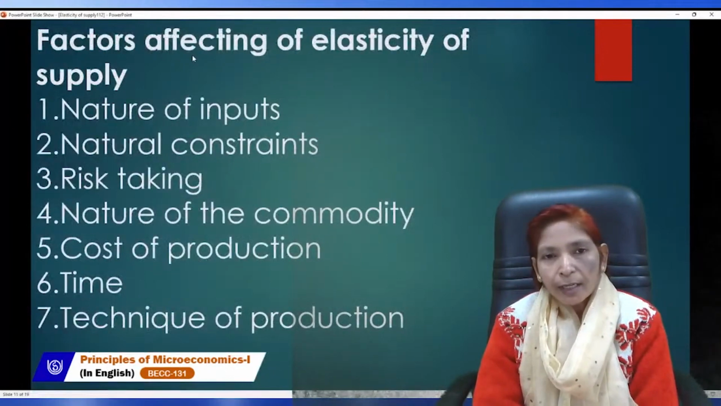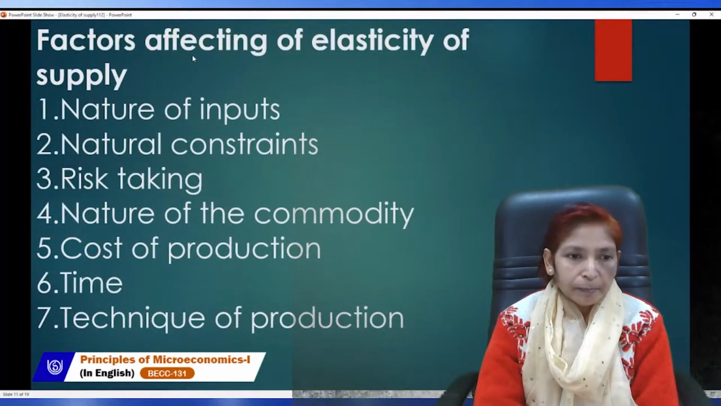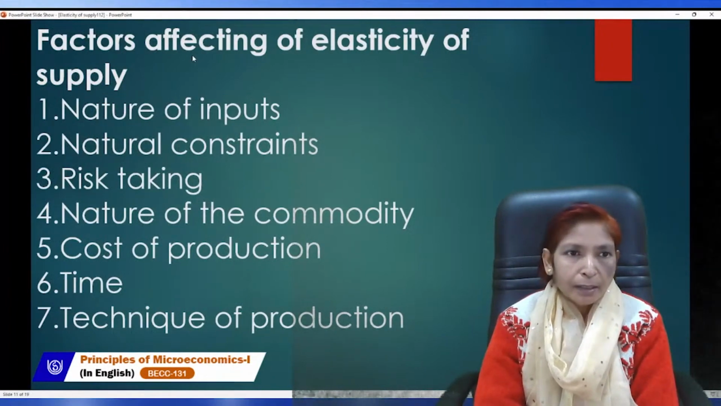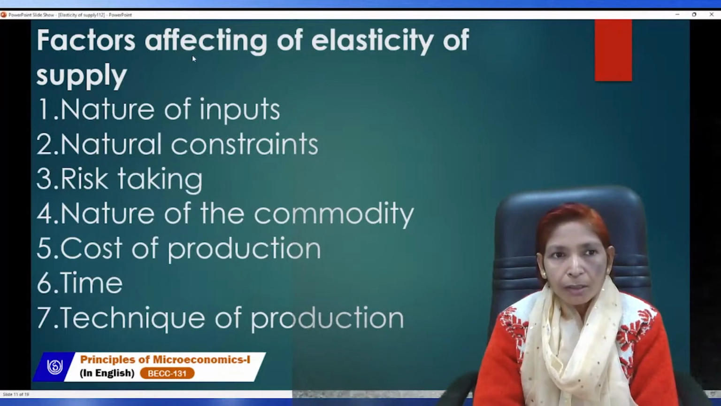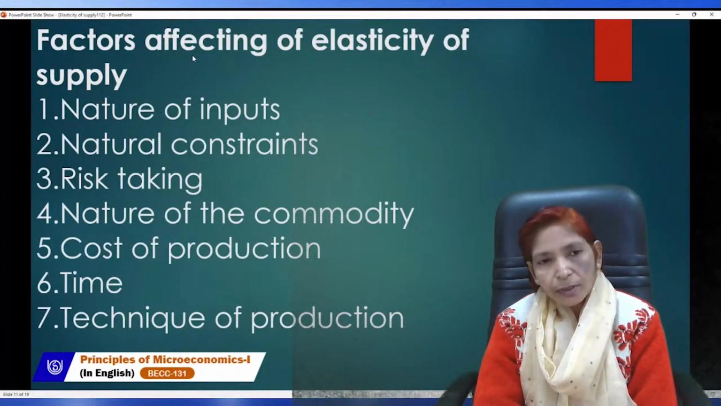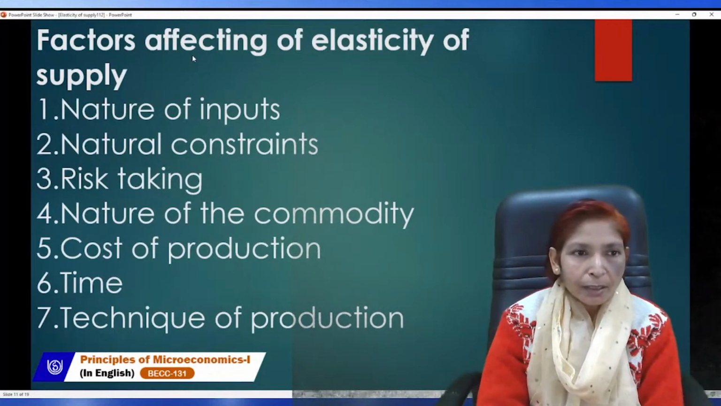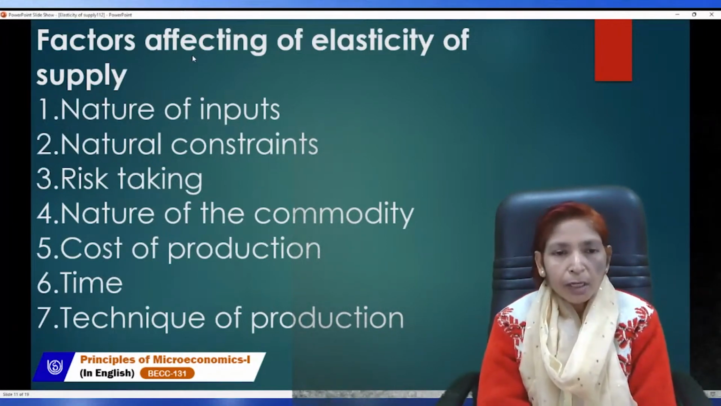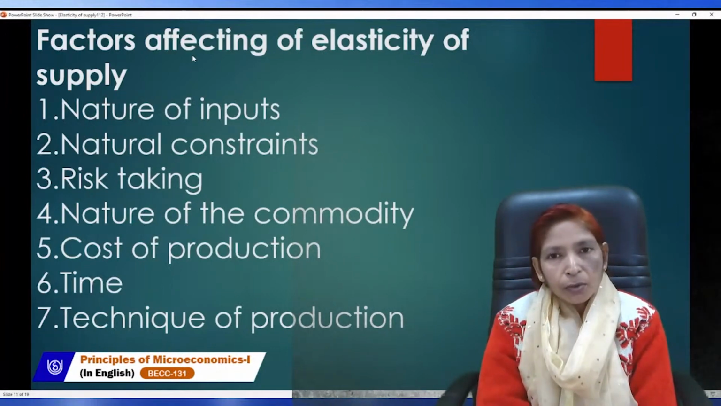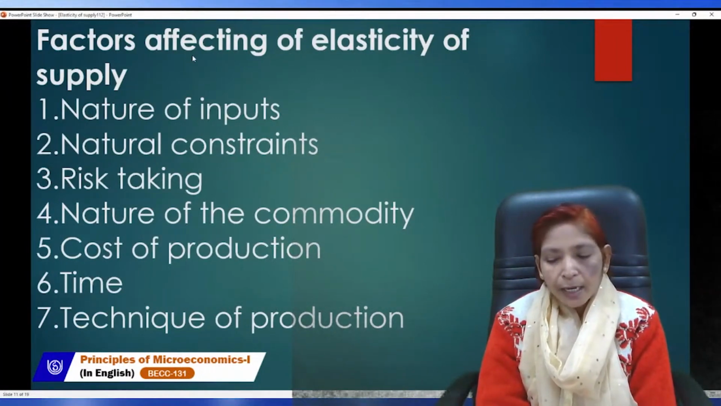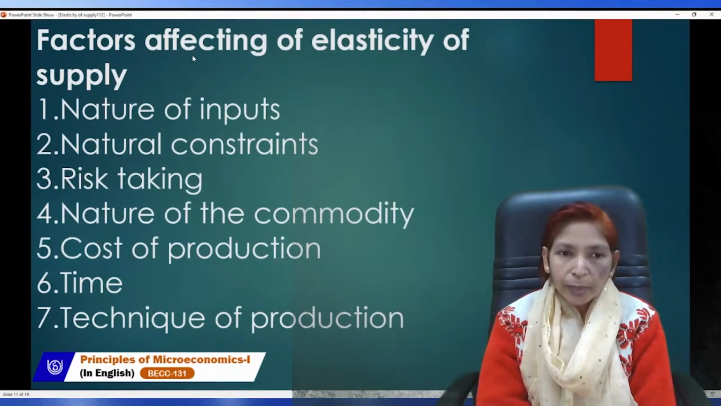Next is factors affecting elasticity of supply. Now, what are the factors which affect elasticity of supply? These factors are called determining factors or factors affecting elasticity of supply. There are so many factors which affect our elasticity of supply. Number one is nature of input. As you know, supply is the production of goods and services which are offered for sale at the given price and at the given time period.